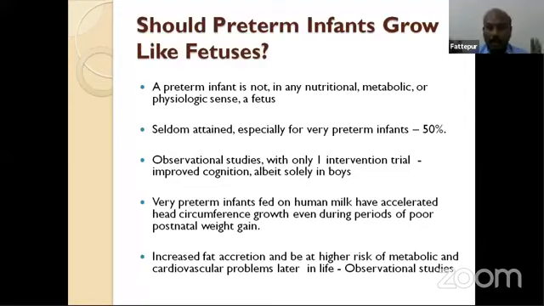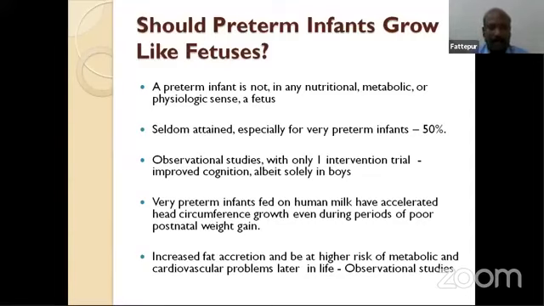But all the studies which were done were only observational studies. Even in the Intergrowth 21st study, which is not making the preterm babies grow as in the intrauterine growth, they also had normal neurodevelopmental outcomes. So that I will be discussing.